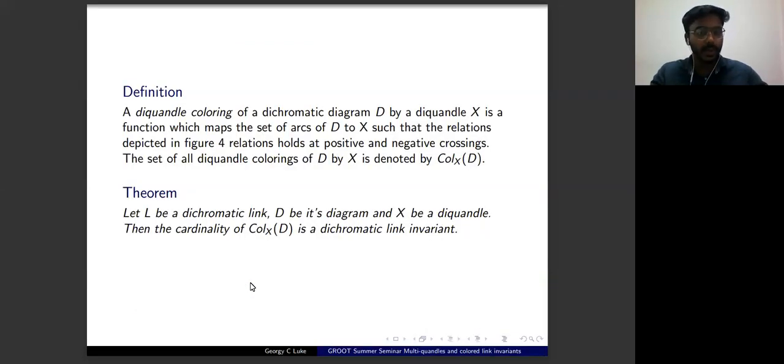Similar to the notion of coloring of a link diagram by a quandle, we have the notion of diquandle coloring of a dichromatic diagram D by a diquandle X. Here it's a function which maps the set of arcs of this dichromatic diagram to the diquandle X, such that instead of the crossing relation which we have seen, some similar kind of relations hold at positive and negative crossings, which I will show now.